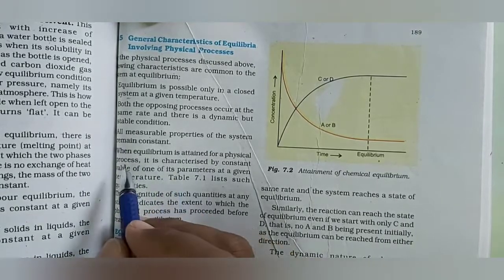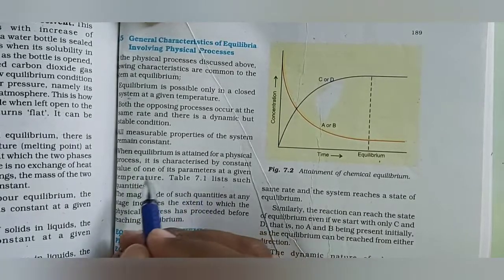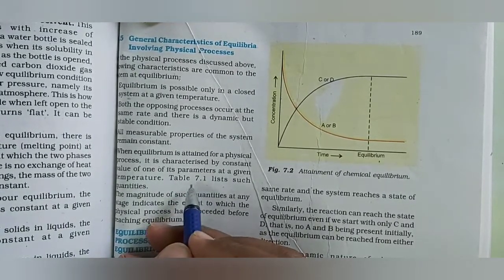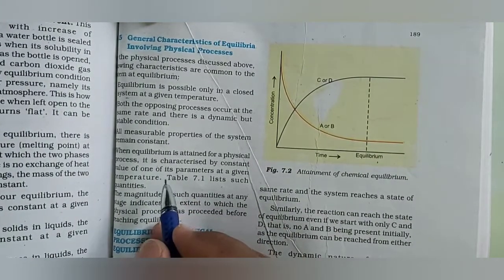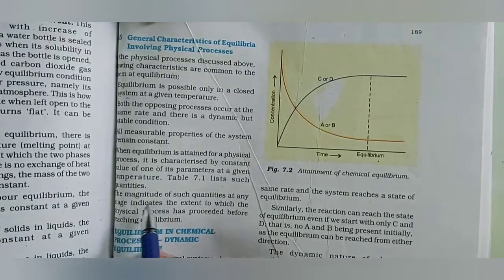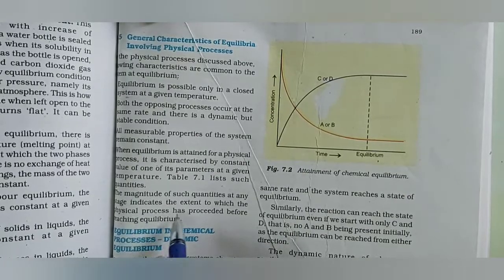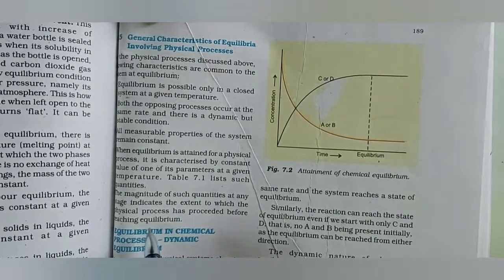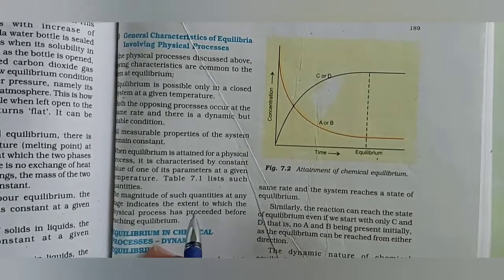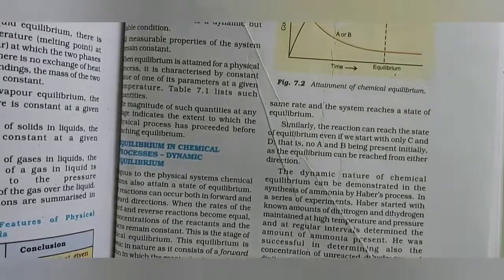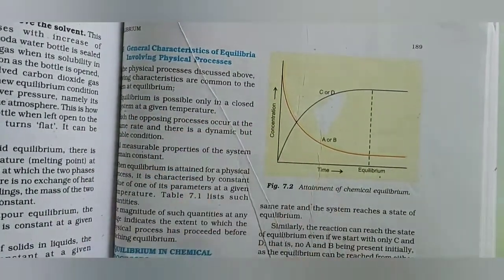When equilibrium is attained for a physical process, it is characterized by a constant value of one of its parameters at a given temperature. Table 7.1 lists some fixed quantities. Already we have seen those fixed quantities at constant equilibrium. The magnitude of such quantities at any stage indicates the extent to which the physical process has proceeded before reaching equilibrium. So by seeing those physical properties, we can understand whether it is going to attain equilibrium or not. These are the general characteristics of equilibria involving physical process.